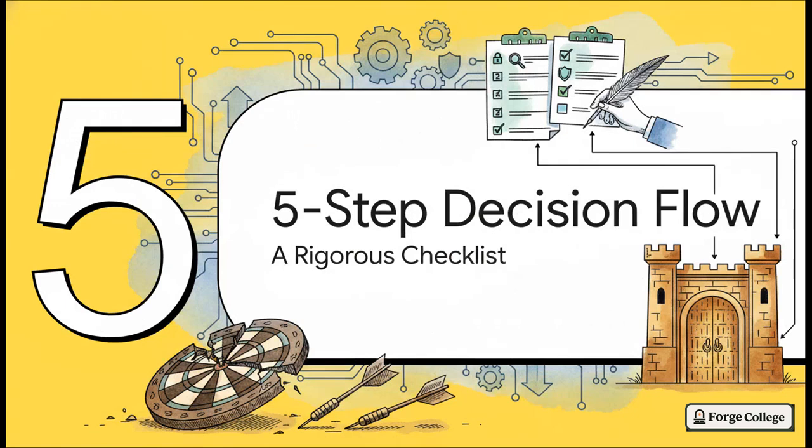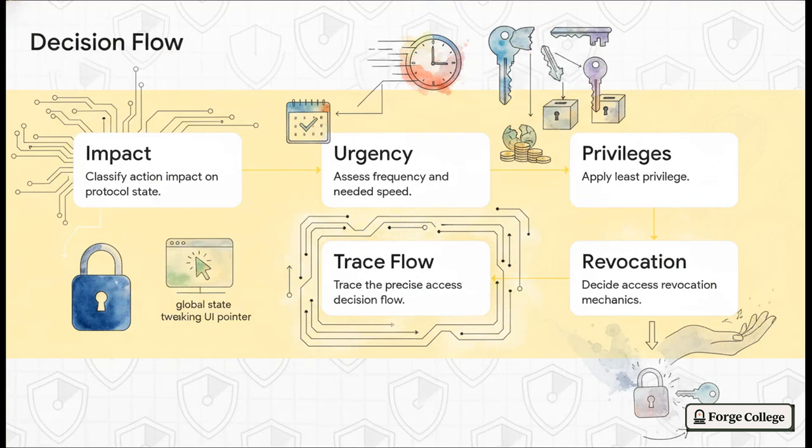Section 5. The 5-step decision flow. A rigorous checklist. As you'll learn in our Forge College courses, great security isn't guesswork. It's not about just throwing modifiers at a wall and seeing what compiles, right? It's about following a rigorous, repeatable checklist. You should walk through this 5-step flow every single time you write a privileged function.